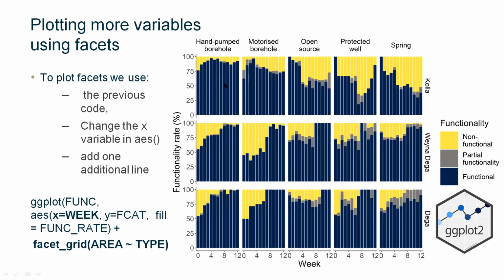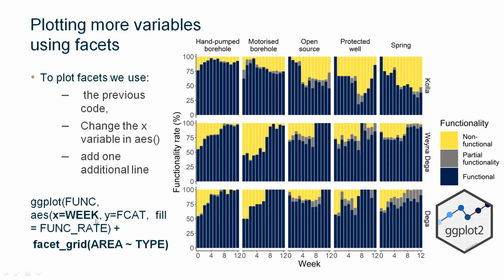So the difference between this one is, in this plot we have these different facets. We have a different facet for each water source type in each area of Ethiopia. And to do that, again, we basically use the same code as we previously used. We change the X variable in the aesthetic call, and we add 1 additional line. So the X variable we change to week.